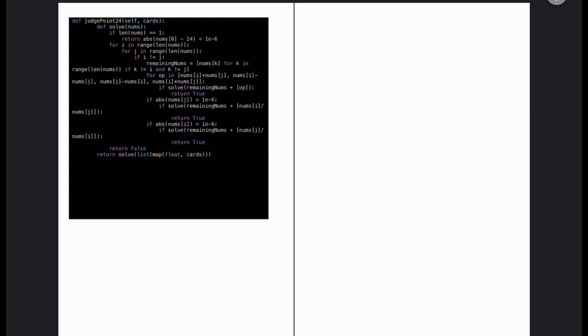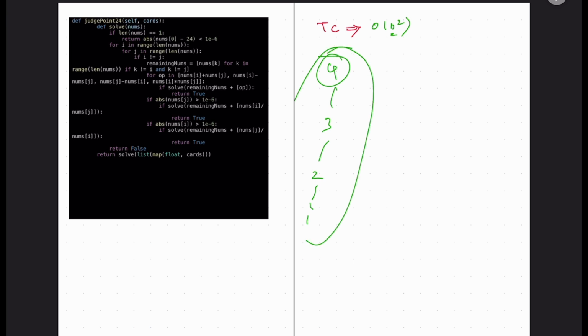So the time complexity for this: here if you see, it is n square, since pairs of nums will be traversed, which is order of n square. But each n is not always 4, because we keep on traversing 4, 3, 3, 2, 2, 2, 2, 1, which will be n factorial. So we can't blindly predict it as n square; it is n factorial square.